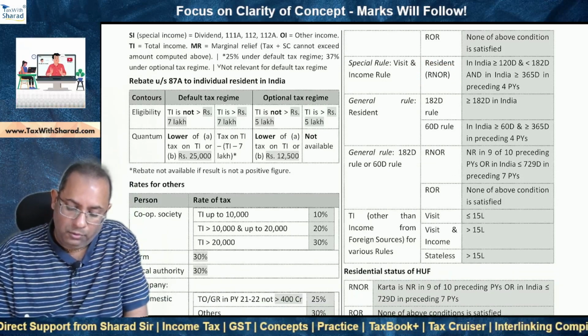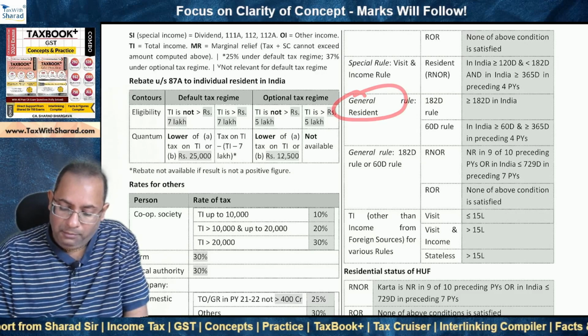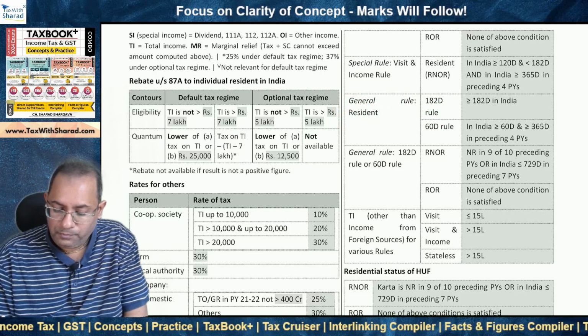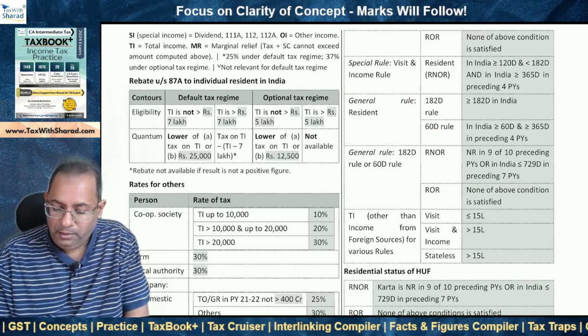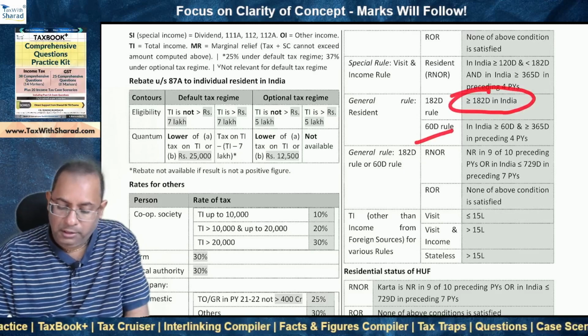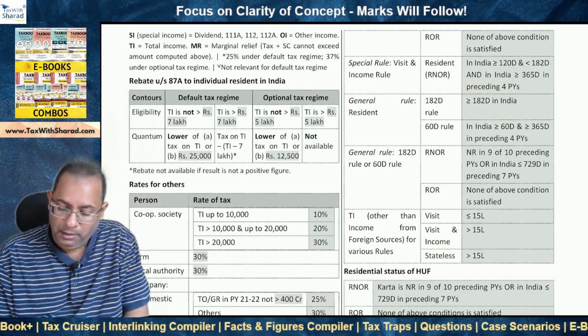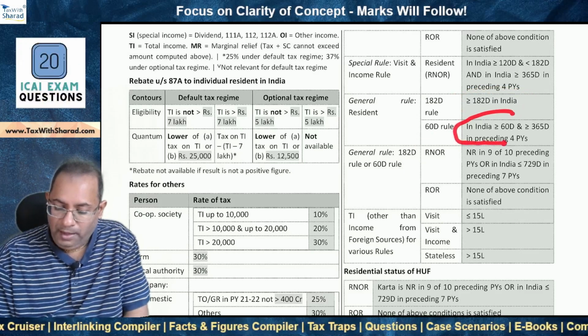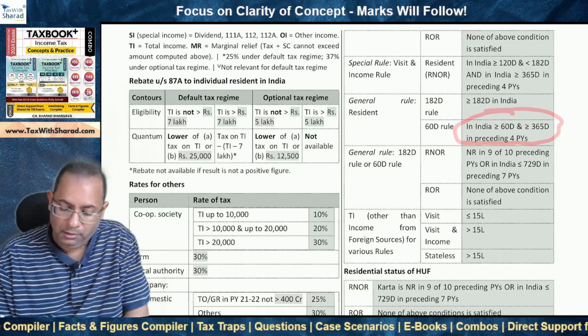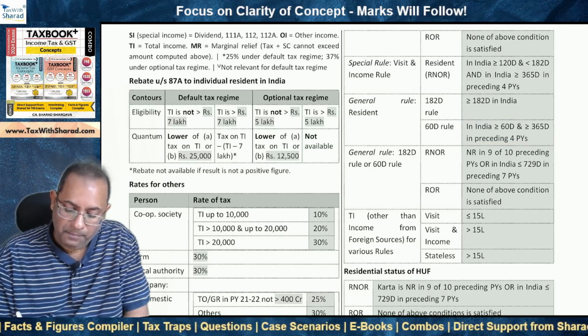Now we look at the general rule. And the general rule can be the 182-day rule or the 60-day rule. The person becomes a resident under the 182-day rule when he is in India for 182 days or more. Under the 60-day rule, the person becomes a resident when he is in India for 60 days or more and is in India for 365 days or more in the preceding 4 previous years.